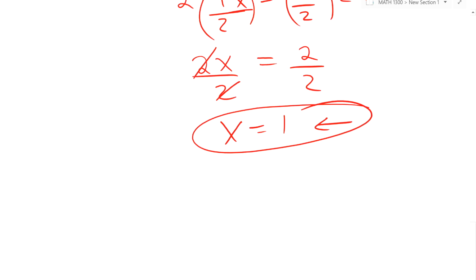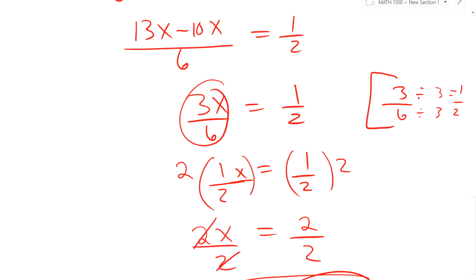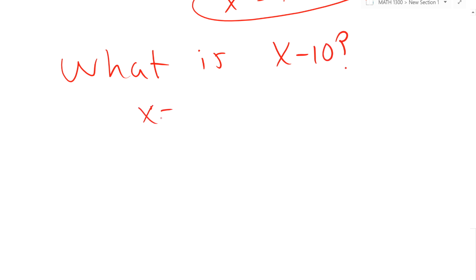So now what do we do with it? Well, if you look back up, the second part of our problem was, what is the value of x minus 10? This right here we already solved, x equals 1. And so now all we have to do for the second part is plug in our x. So what is x minus 10? So when x equals 1, 1 minus 10 equals 9, and so that would be our solution. I'm sorry, negative 9. That would be our solution.